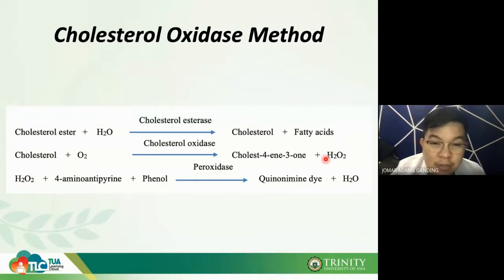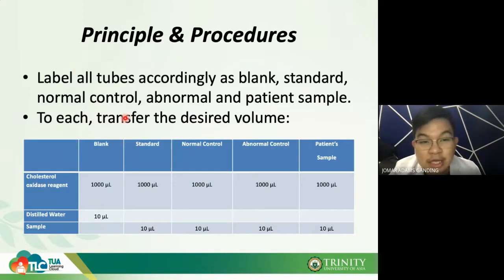So I just want you guys to remember that the hydrogen peroxide produced is also directly proportional to the cholesterol. So kung gaano kadami yung cholesterol, ganun din kadami yung na-produce na hydrogen peroxide, in which hydrogen peroxide will be acted upon by your 4-amino antipyrine and your phenol forming now your quinonimine dye, which is a colored substance. This colored substance now will be measured through your spectrophotometer, in which we'll be able to measure the concentration of your cholesterol.